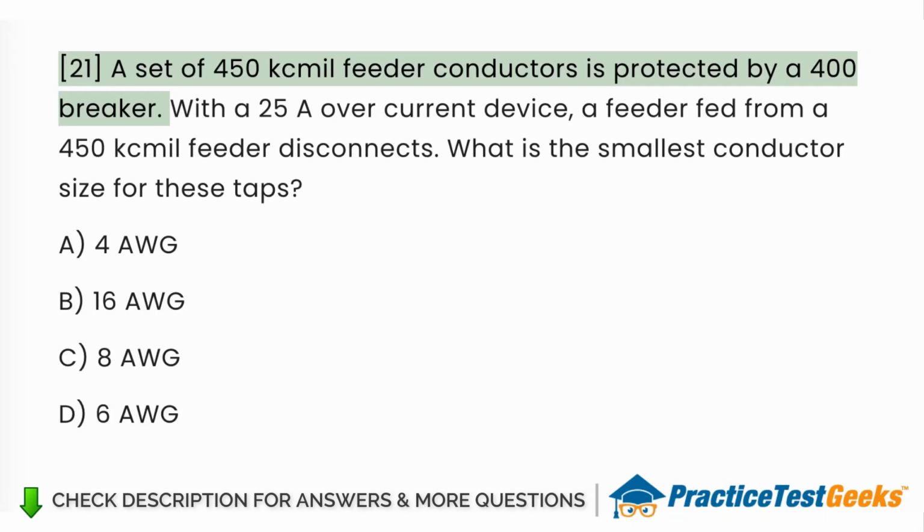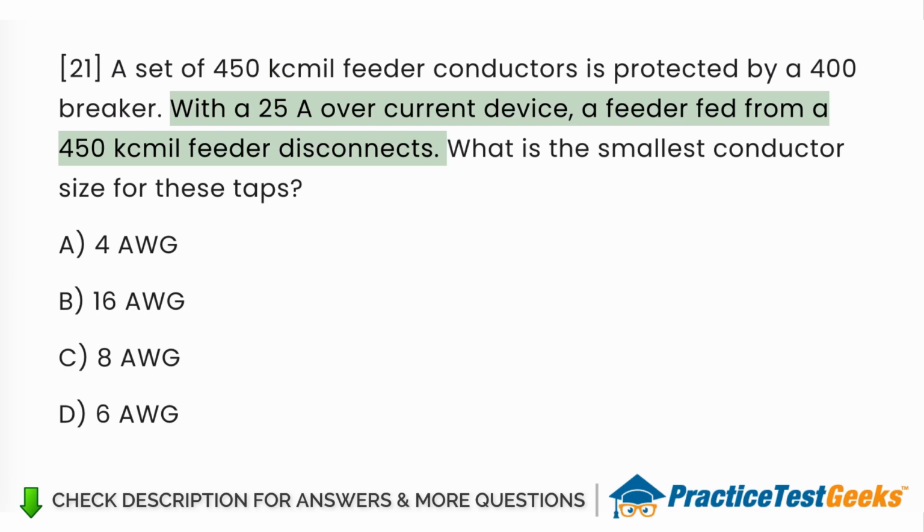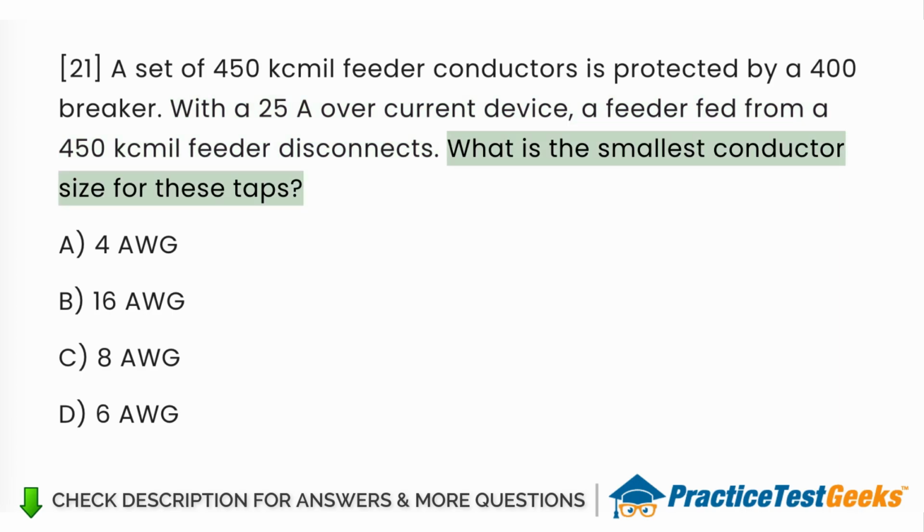A set of 450 kcmil feeder conductors is protected by a 400 amp breaker. With a 25A overcurrent device, a feeder tap is fed from the 450 kcmil feeder disconnect. What is the smallest conductor size for these taps? A. 4 AWG. B. 16 AWG. C. 8 AWG. D. 6 AWG.